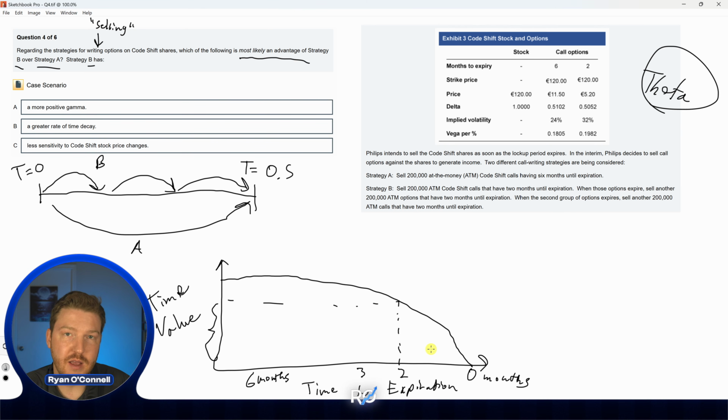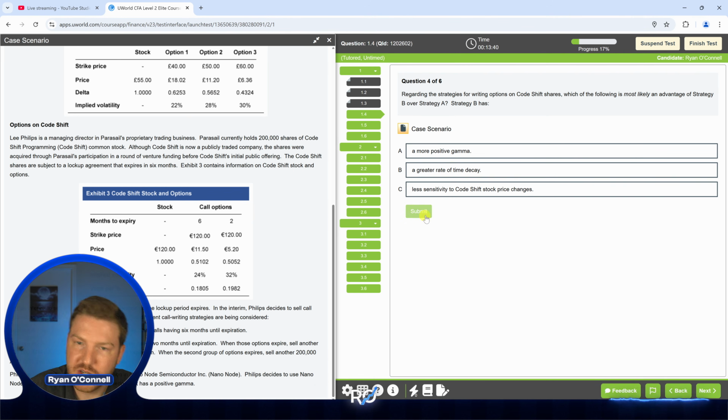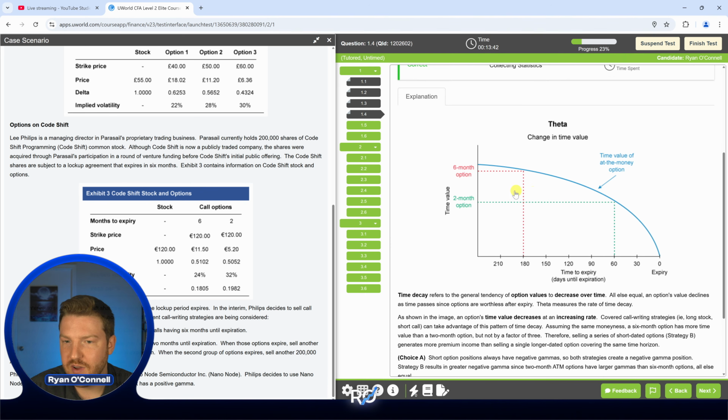You want more time decay because you don't hold the options. Or sorry, you don't benefit from the option having more time to expiration. You actually want this option to expire out of the money if you wrote it. So we are going to benefit from a greater rate of time decay if we just keep doing this 2 month thing where we get to benefit from this collapse in time value over and over and over 3 separate times. So let's say B for this one. And that's similar to the graph I drew there.